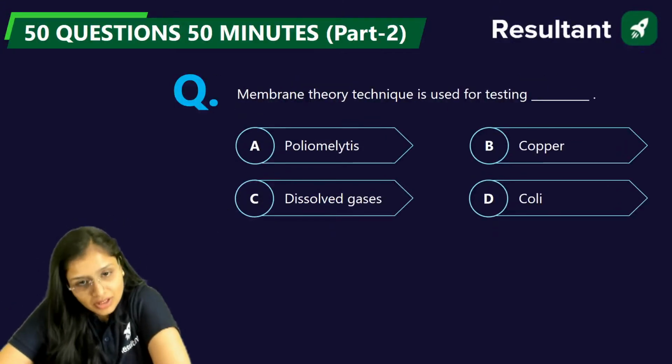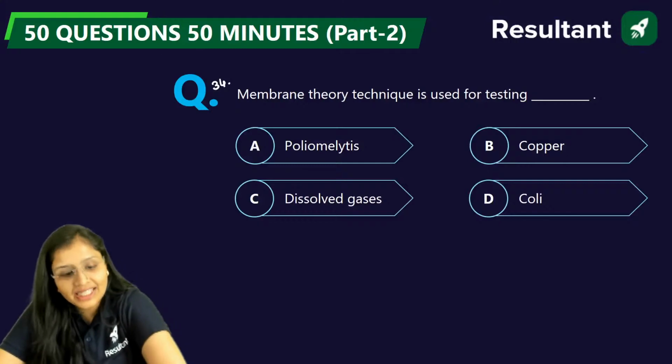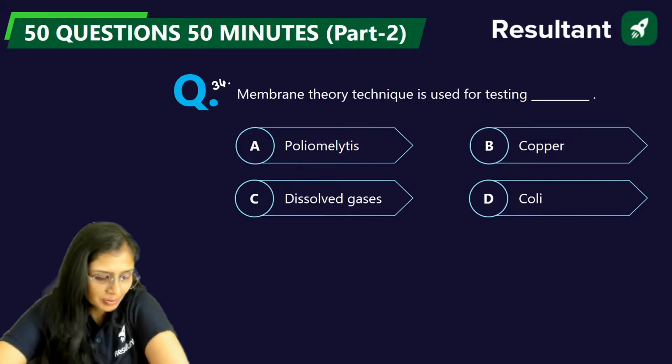Now, question number 34. Membrane theory technique. 6%, 6%, not 8%, 6%. We are talking about 33 grade.